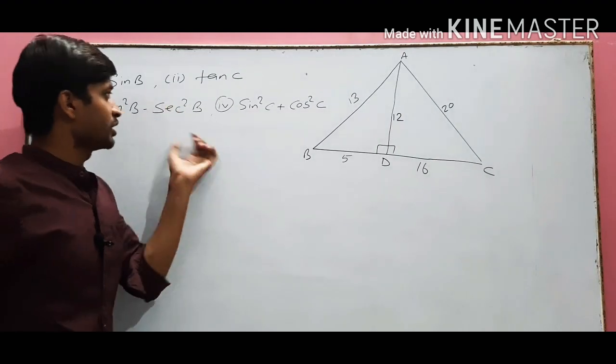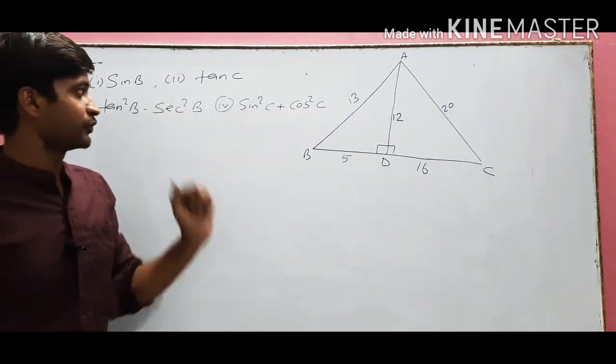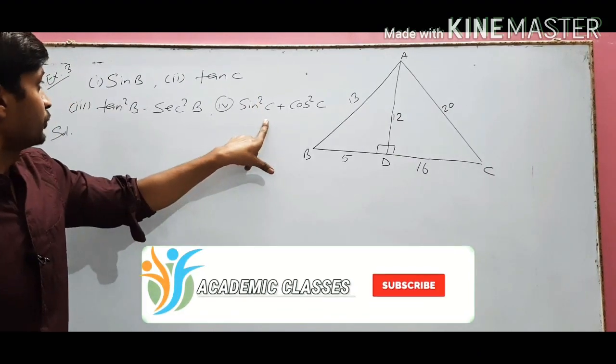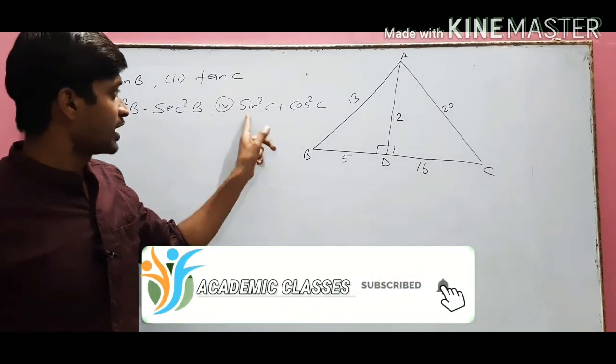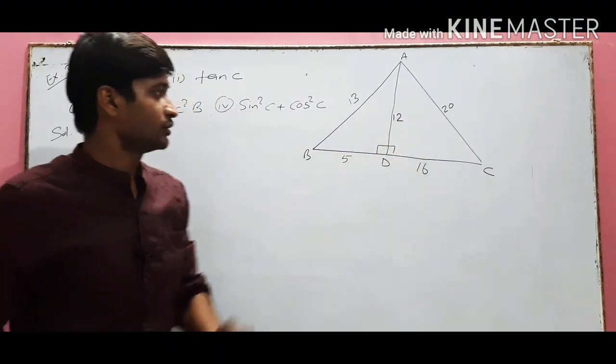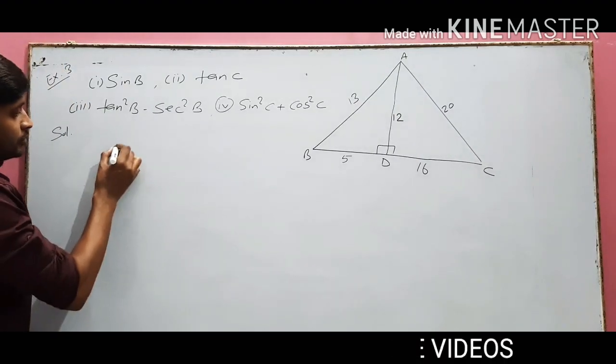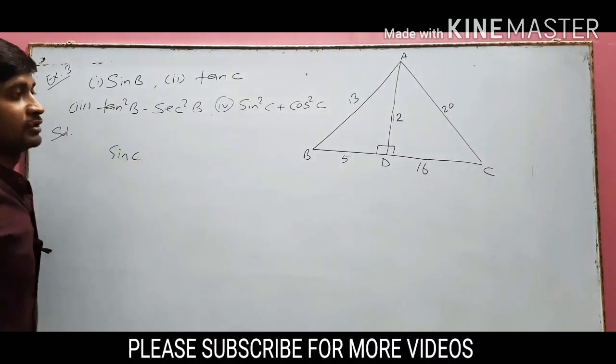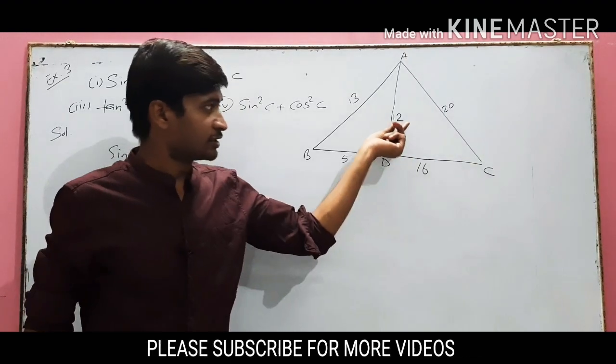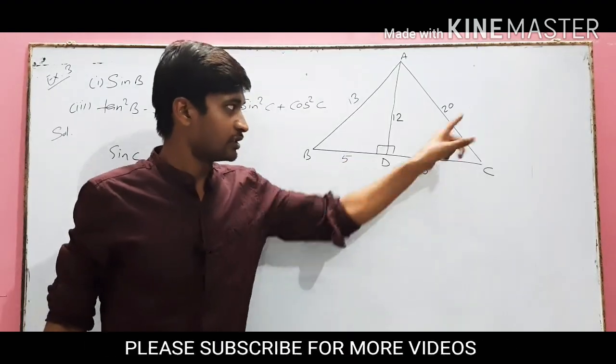Now third, all three parts we have calculated. Now we have to calculate the fourth part. See, to calculate this fourth part, we need sine as well as cos for this triangle. So right here, sine C. For this triangle, this is the perpendicular, this is the base, and this is the hypotenuse.